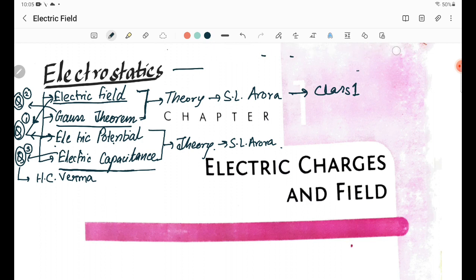Class 2, the second class will be on electric field, electric potential. This is the second class.